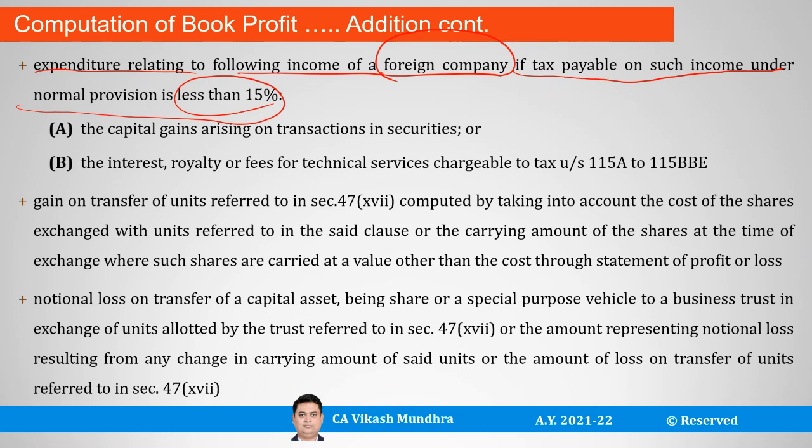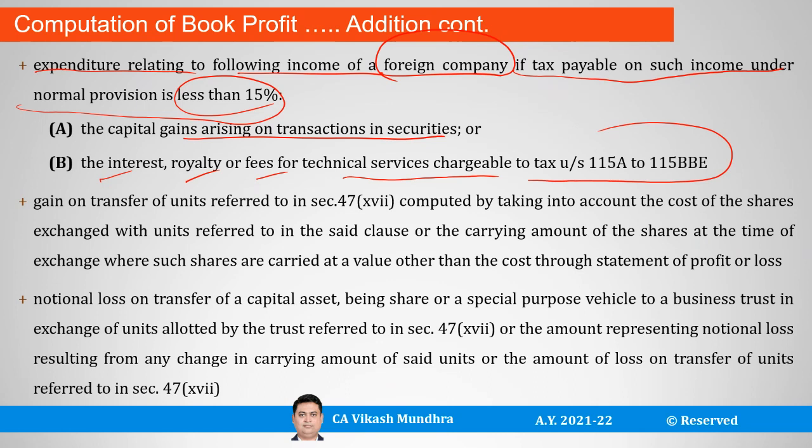Got it? The capital gain arising on transaction in securities, or the interest, royalties or fee for technical service chargeable to tax under section 115A to 115BBE. For example, a royalty under section 115A is taxable at the rate of 10%. If this is the case, whatever the expenditure you incurred for earning this income, if you are a foreign company, it is required to be added back. The income, that means the royalty income, is required to be reduced while computing your book profit. Got it? Any question? Any query?